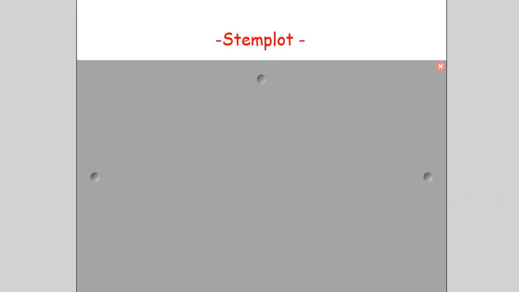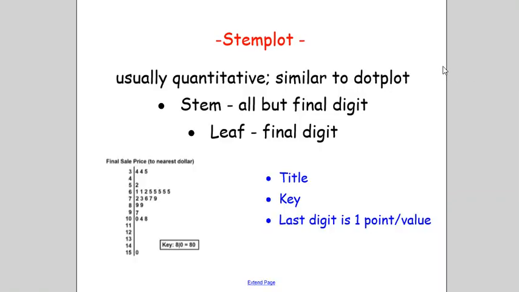Okay, moving on. On the other side, stem plot. So you may have done a stem plot starting in middle school. It is usually quantitative data, similar to a dot plot. The stem is, it says all but the final digit. Yes, that's true. And then the leaf is the final digit.